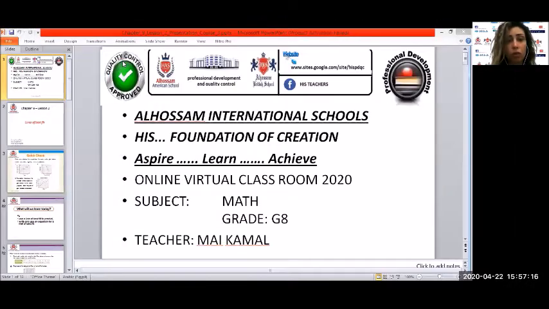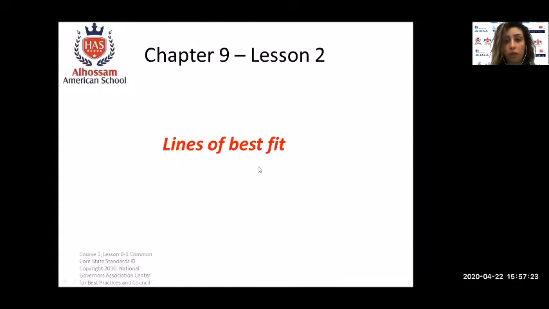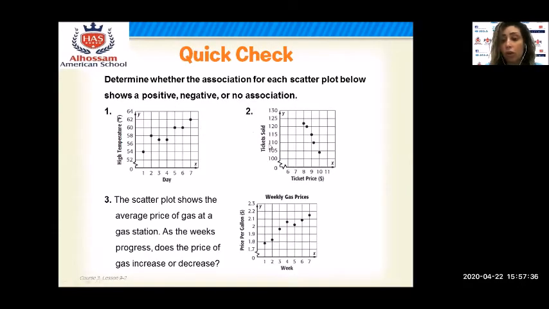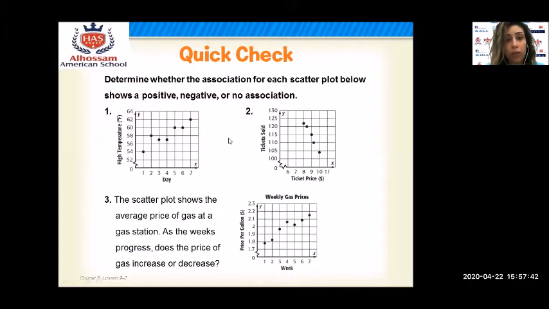Extending our previous lesson about handling data, today you are going to have a new lesson about lines of best fit. This is chapter 9, lesson 2, lines of best fit. Today we are going to talk about how to create a line out of the scatter plot. So let's have a quick check about the previous lesson.